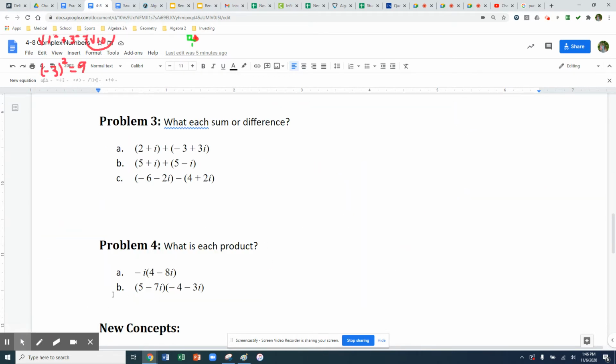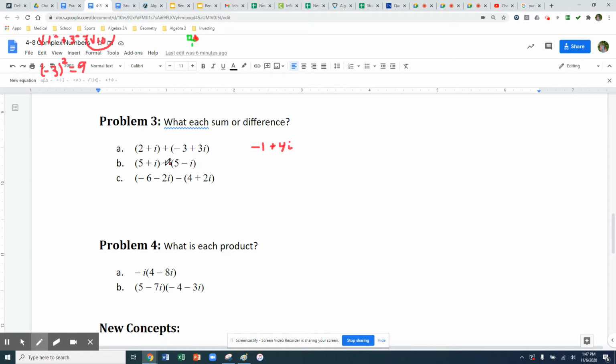Next, we can add or subtract these complex numbers. So in this first situation, we're going to add 2 plus i plus -3 plus 3i. Both of these are complex numbers because they have a real and imaginary part. And when we're adding them, we can only add the real parts together and the imaginary parts together. So I'm just going to combine terms. 2 - 3 is -1. i plus 3i is going to be 4i. So there's going to be my addition.